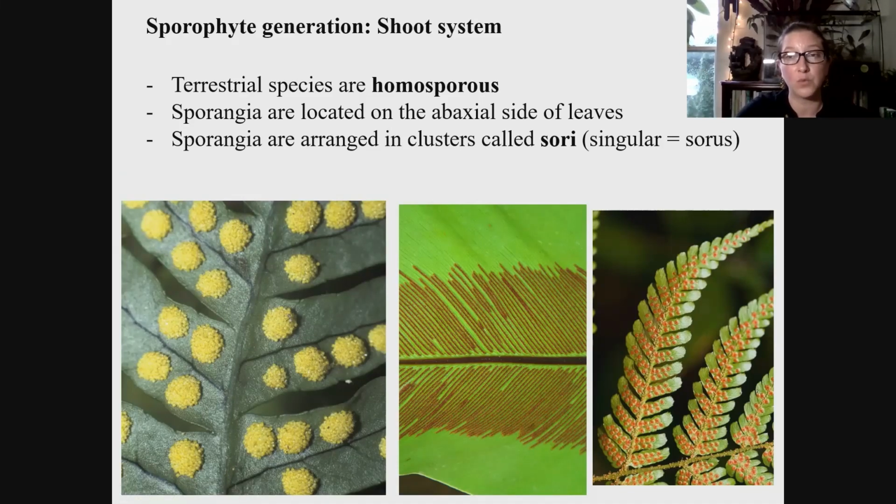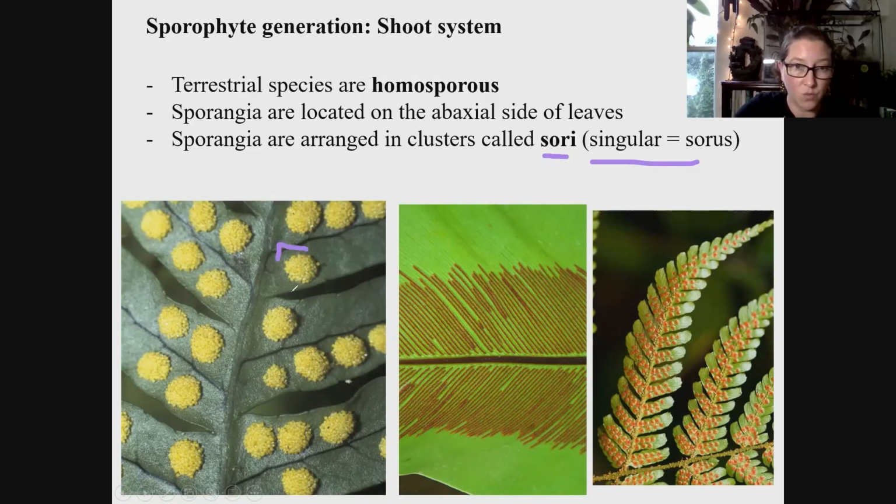So we know, because we're in the spore shedding vascular plants, that the sporangia are going to be located on leaves. And we know, because we're in the ferns, that the ferns have megaphyll leaves, or leaves with many veins. So sporangia are going to be on megaphylls. And in the case of ferns, the sporangia are going to be located on the bottom side of the leaf. And sometimes the sporangia are arranged in clusters. And when they are arranged in clusters, those clusters are called sori, the plural, singular sorus.